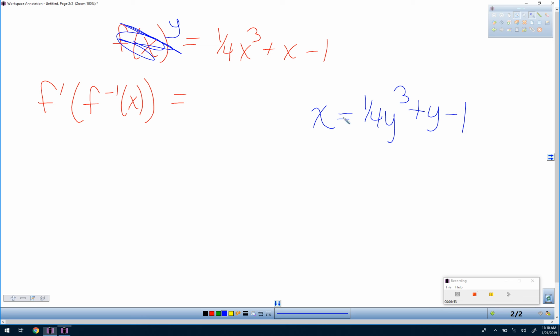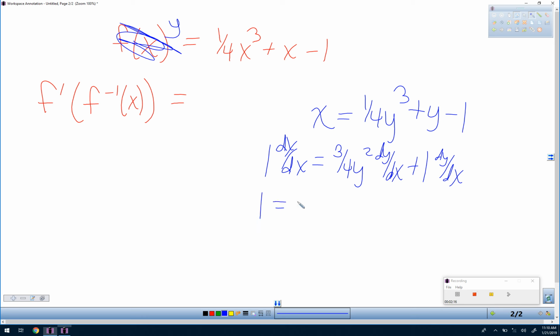And then to find this derivative, I would take it implicitly. The derivative of x would be 1 dx/dx. The derivative of 1/4 y cubed would be 3/4 y squared dy/dx. The derivative of y would just be 1 dy/dx, and the derivative of the constant would just be 0. Cleaning this up, I would get 1 is equal to 3/4 y squared dy/dx plus 1 dy/dx. I notice they have a dy/dx in common, so I'll factor that out.